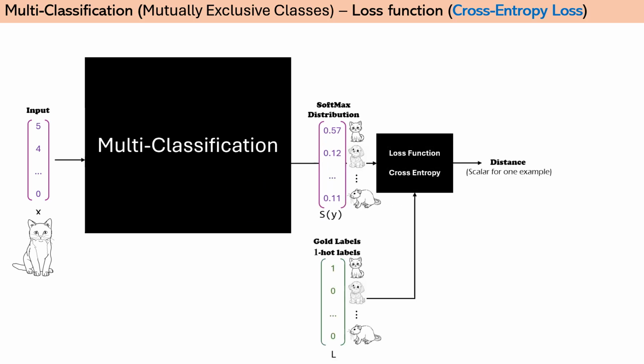To evaluate the model's performance, we compare the predicted probability distribution to the gold labels. In this case, we assume the classes are mutually exclusive, meaning the input can belong to only one class. The gold label vector is represented as a one-hot vector, where the value is 1 for the correct class, and all other entries are 0.